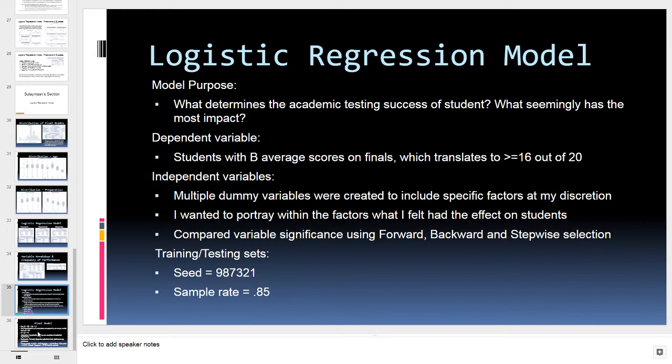And I wanted to portray the factors that I felt mostly related to how I looked at the school, how I looked at student performance and my own personal performance. And for that seed, I used 987 and 321, and then, as I mentioned, the sample rate of 85%.